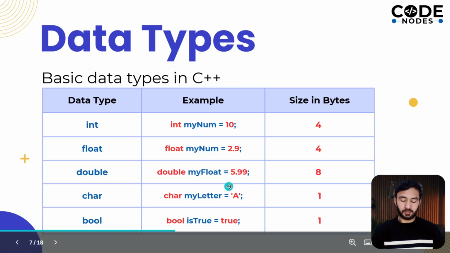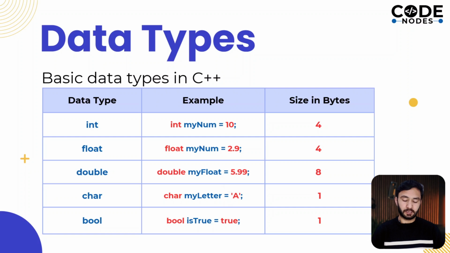The Boolean data type has only two options. It can either be true or false. In C++, at the backend, it is taken as 1 if it is true and 0 if it is false. So for Boolean, you can use either true or false, or 1 or 0. Now let's start to code and understand what we have learned so far.